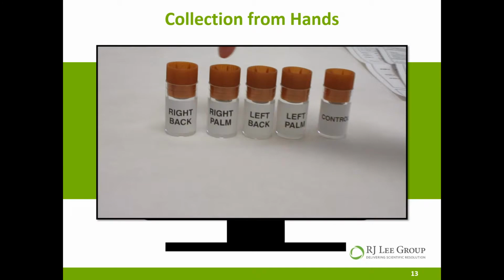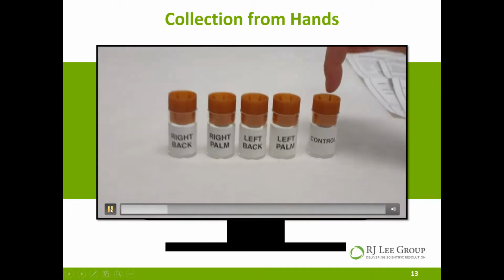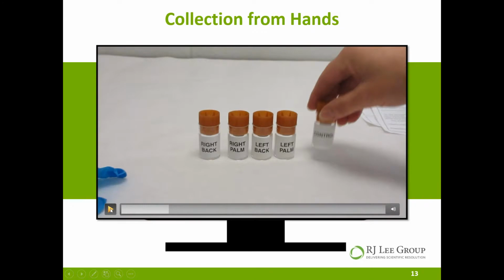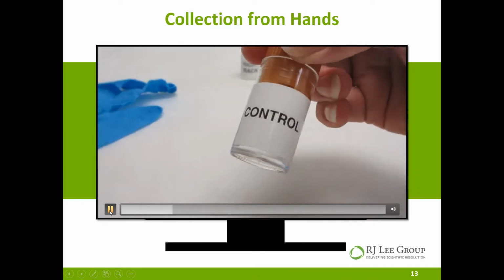5 stubs: the right back, the right palm, the left back, the left palm, and the control. Obviously, these stubs correspond to the particular areas of the hand. The right back sample will go with the right back of the hand. The right palm sample will go with the right palm of the hand, etc. Of course, we also have the control.